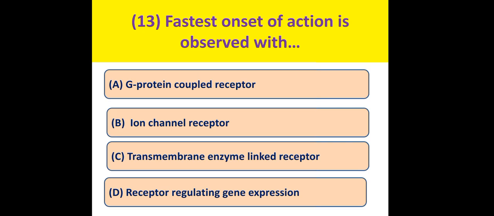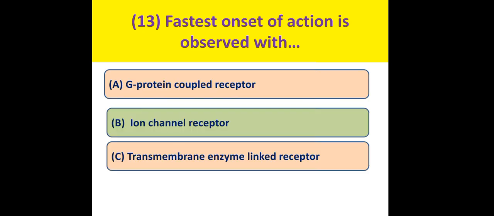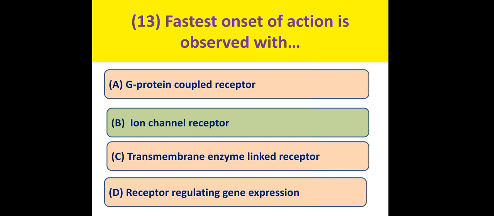Here I want to tell that if someone asks you the slowest onset of action is observed with, the answer is receptor regulating gene expression, because here there is a synthesis of the protein and this protein will act, and that's why the maximum time course is required with the receptor regulating gene expression. But here the question is fastest onset and the answer is ion channel receptor.